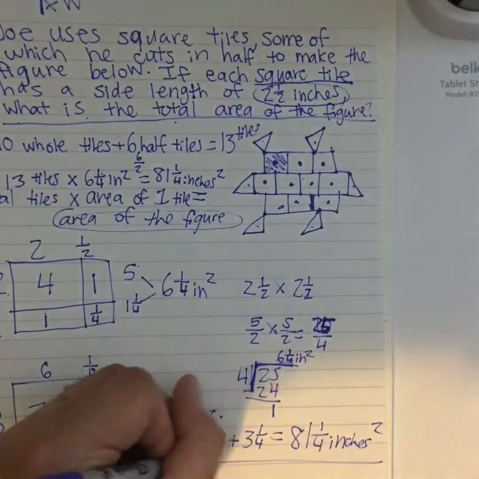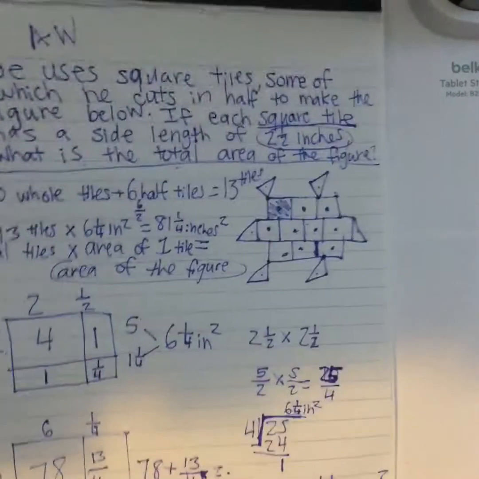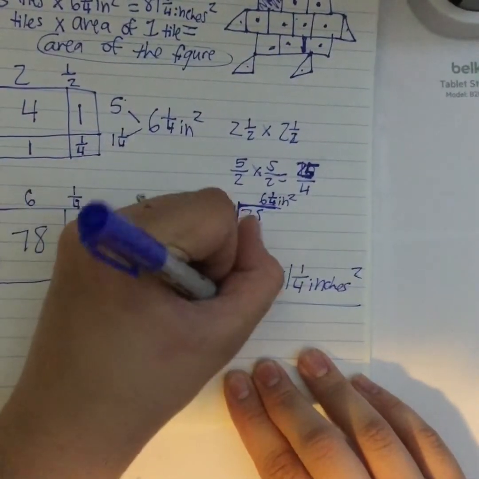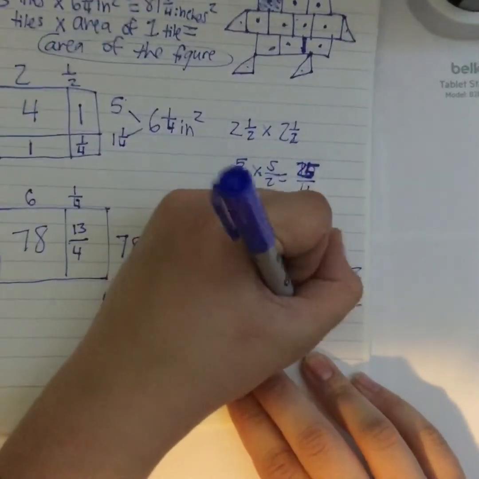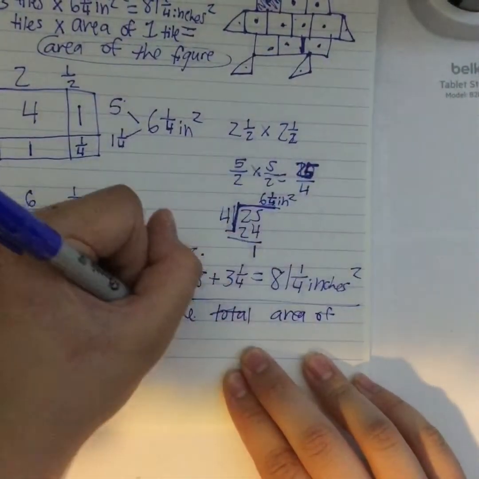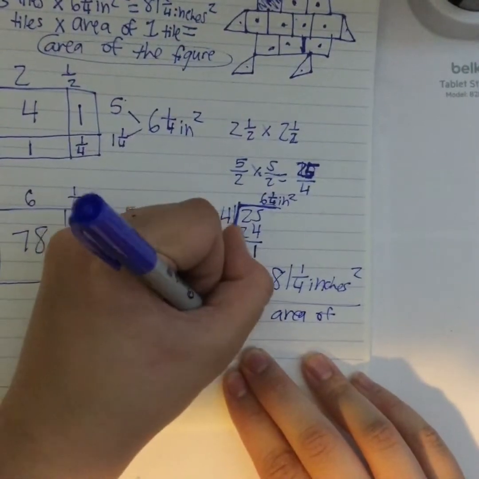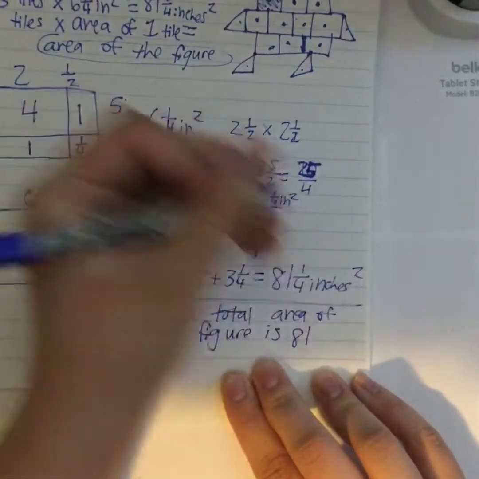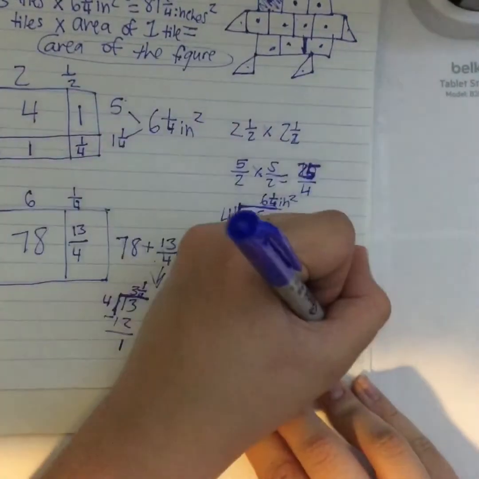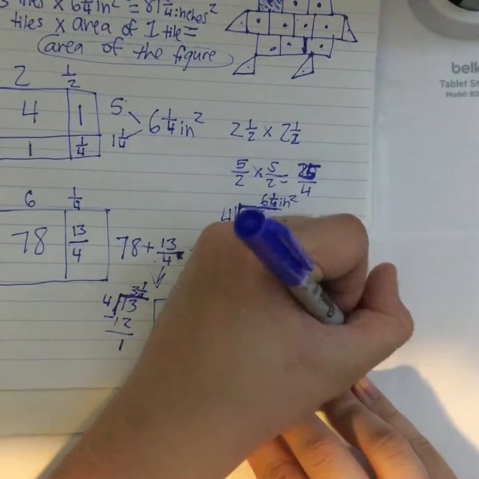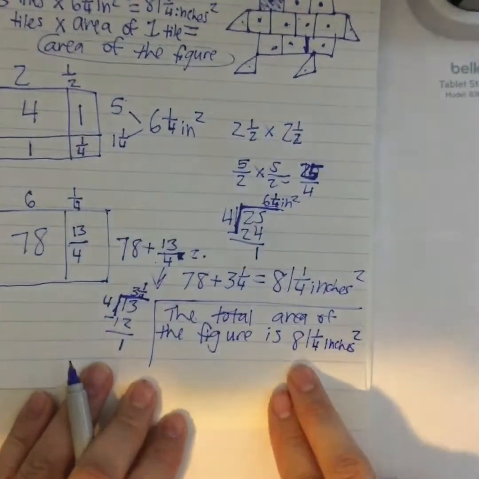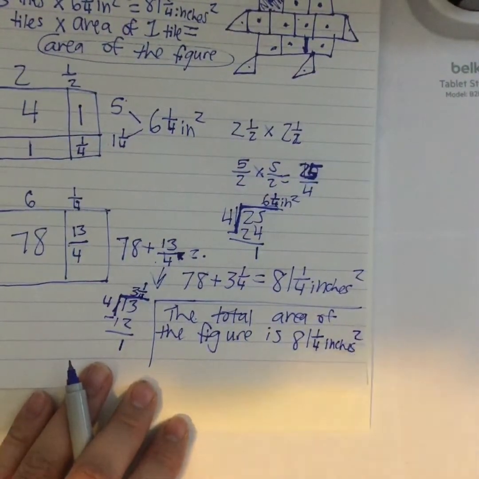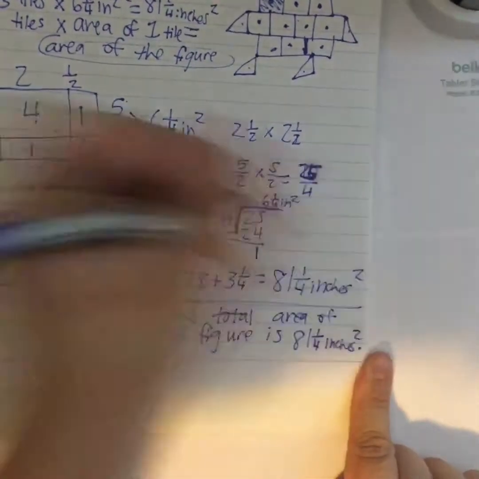So I need to write the answer down in a sentence since it's a word problem. The total area of the figure, I'm just rewriting the question, is 81 1/4 inches squared. And you could have written that as 81 1/4 square with the word written out, inches, or like this, either way is fine.